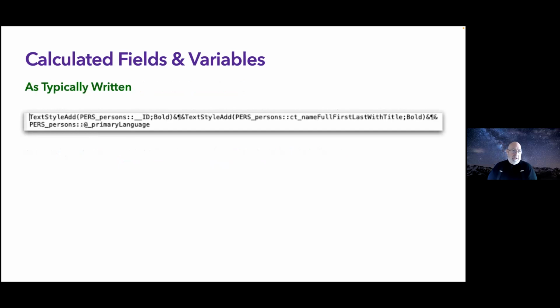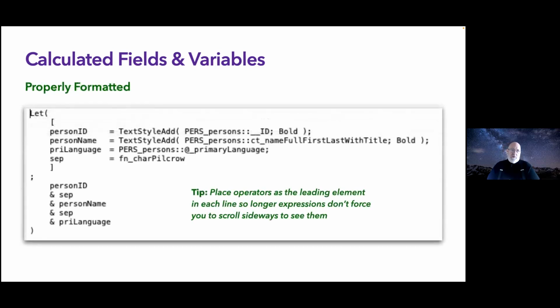So this is a typically written formula in a calculated field. Remember I talked about UI calculations; this is one such. I'm going to boldface the person ID, and then concatenate it with a pilcrow to force the next item onto the next line. Then I'm going to boldface again the full name of the person, and then a pilcrow again, and then I'm going to put in the person's primary language. But isn't this ever so much more readable?